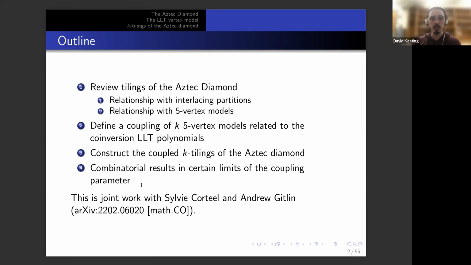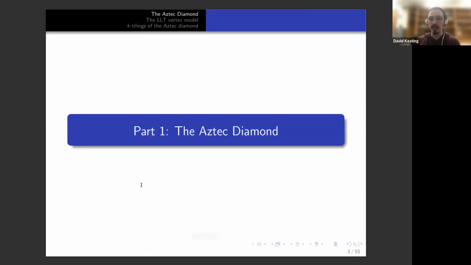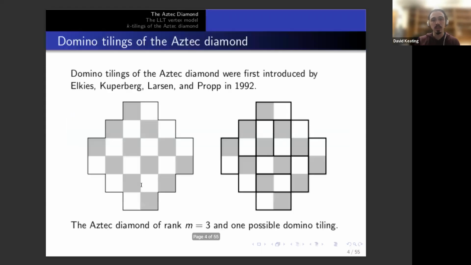Okay, so let's start with the Aztec diamond. The Aztec diamond was first introduced by Elkies, Kuperberg, Larsen, and Propp in 1992. So here is an example of the Aztec diamond of rank 3. It's a checkerboard region of the plane. And here we cover it with dominoes. So each domino covers 2 adjacent faces of the checkerboard.